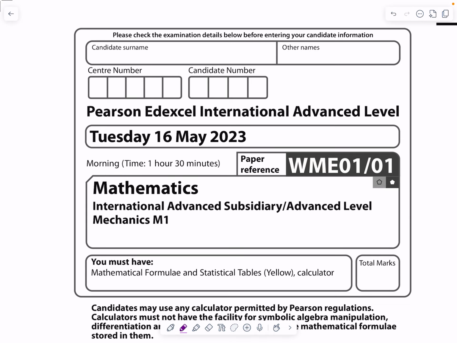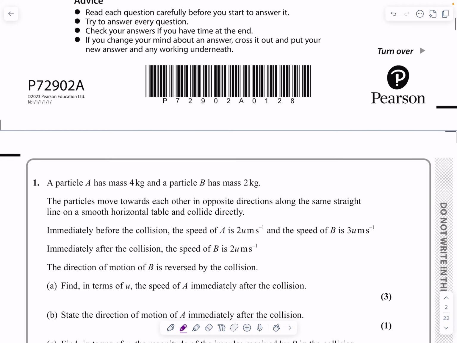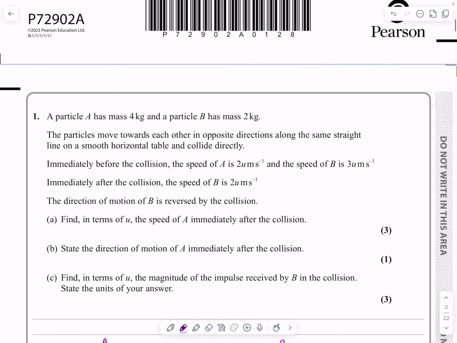Okay, this is the M1 paper from June 2023. It's the first question, as we can see by looking at it. This is a collisions question. We're going to be using conservation of linear momentum and then some work on impulse.